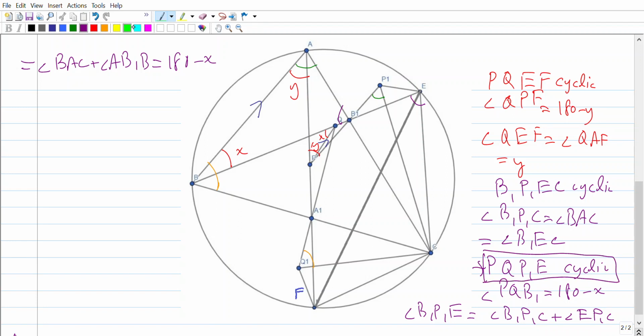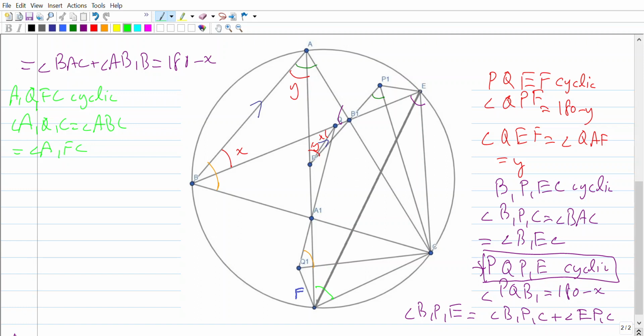Now the next thing we do is the same type of thing for the other side of the quadrilateral. We start off by proving that quadrilateral A1Q1FC is also cyclic, and to do this, again, angle A1Q1C equals angle ABC, and by the same segment we have that this is equal to angle A1FC. So in this quadrilateral we have the orange angle equal to the green angle, which means that the quadrilateral is cyclic.